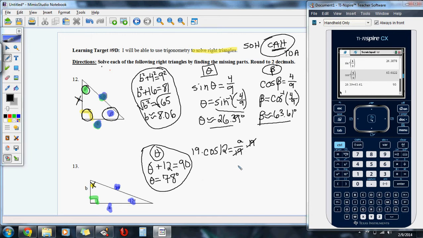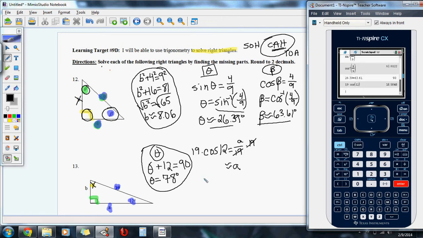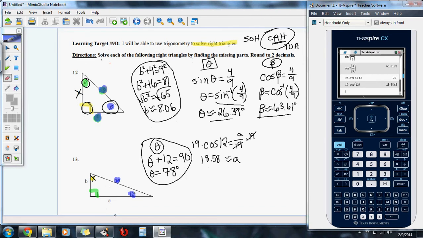All right, so now I just go to my calculator, and it's going to do the rest of it for me. 19 times trig cosine of 12. Enter. Sweet. 18.584. So that would be just 5/8 approximately there. Okay, so here we go. Let me get this eraser out again so we can look at this very clearly. Forget about A. I just found A.